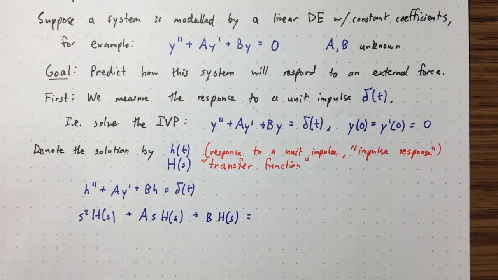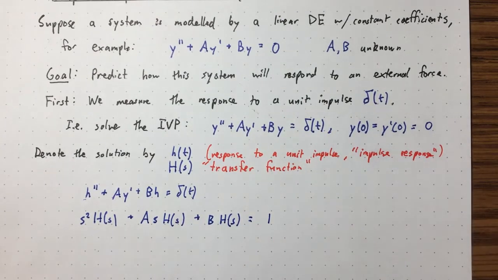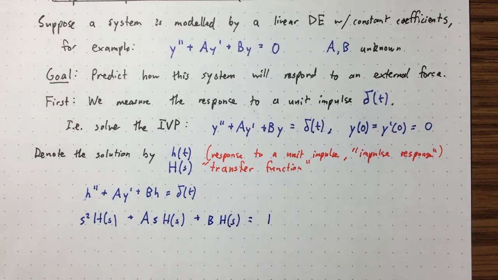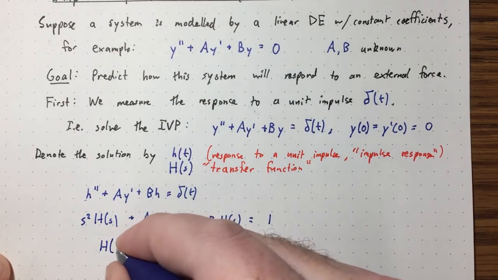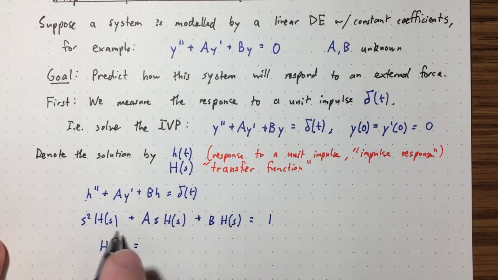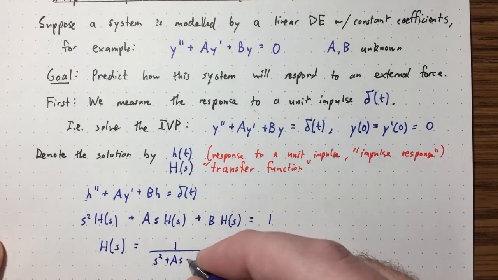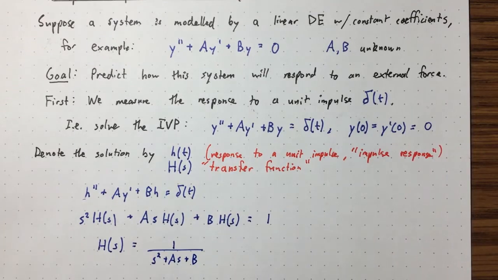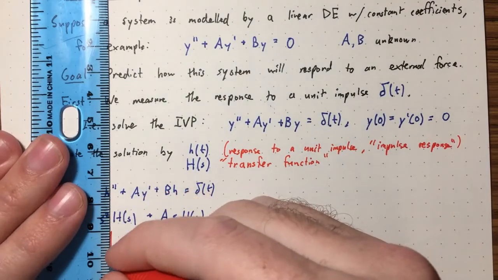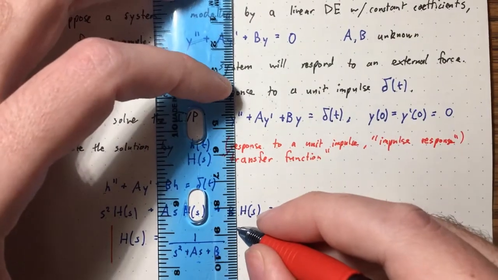And do you remember from the previous lecture what the Laplace transform of delta of t is? That's just the unit impulse at t equals 0. That had a Laplace transform of just 1. It was the simplest possible Laplace transform, maybe other than 0. Okay, what do we get when we solve for capital H of s? Well, we can factor out the capital H of s and then divide by this polynomial. This is actually the characteristic polynomial. We get 1 over s squared plus as plus b. Okay, so I'm going to box that. This is our transfer function.